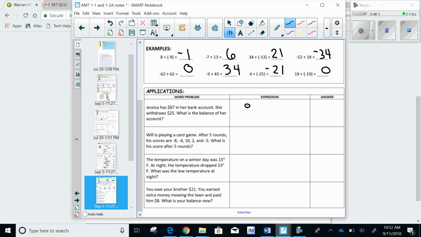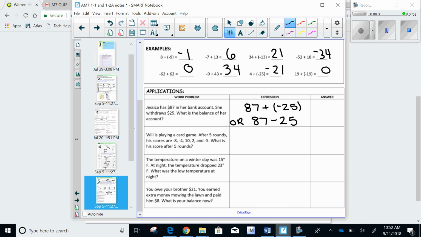So we have this positive 87 that Jessica has, and then the next transaction that's added into her bank account is a deduction of $25. So you could say plus -25. Your other option would be to say 87 minus 25. Those are equivalent expressions.